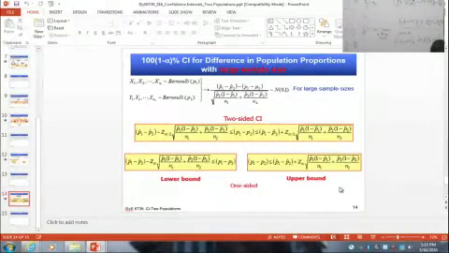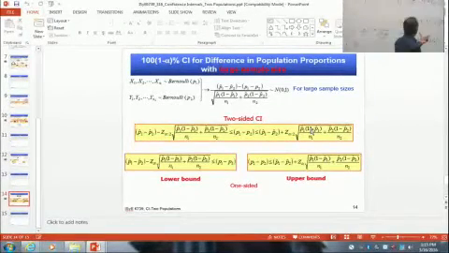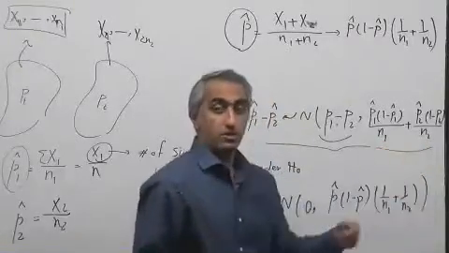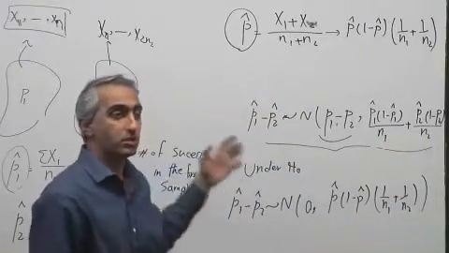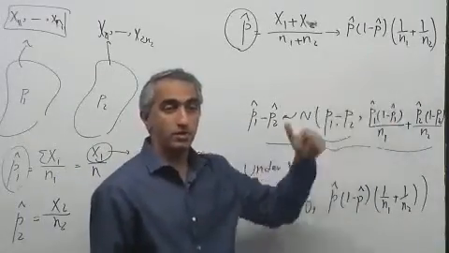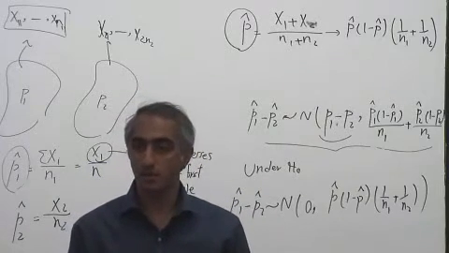So look at the confidence interval. That's the confidence interval I'm using. That's exactly this. Okay? However, when I'm doing hypothesis testing under the null hypothesis, that can be reduced to this. Over there, I cannot do that because there is no null hypothesis in a confidence interval.